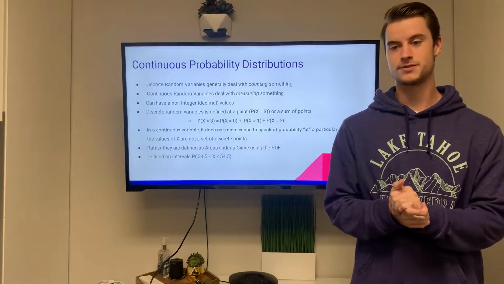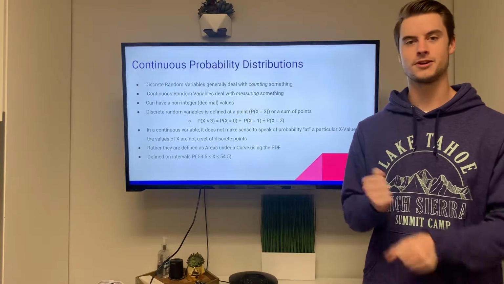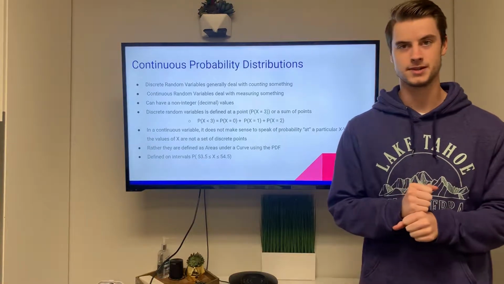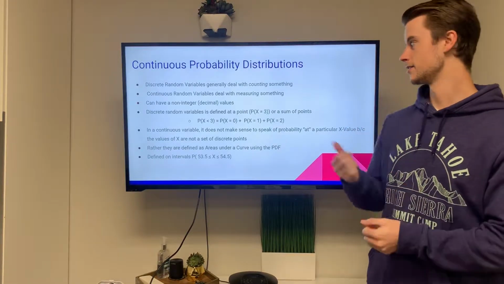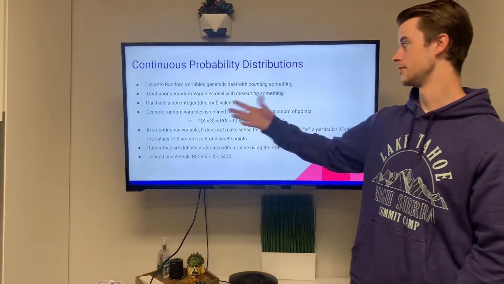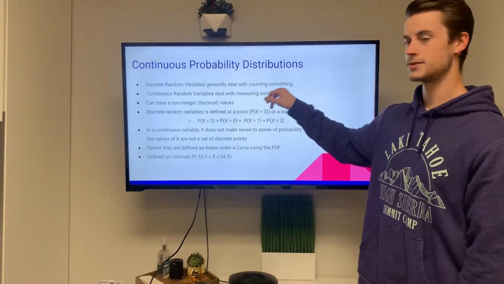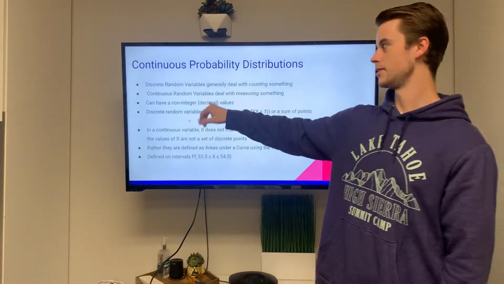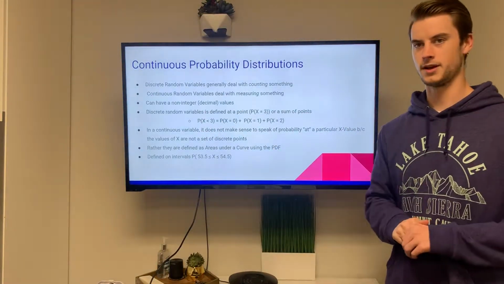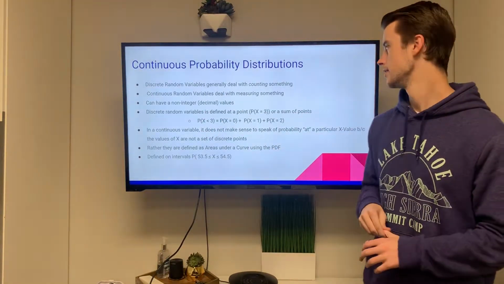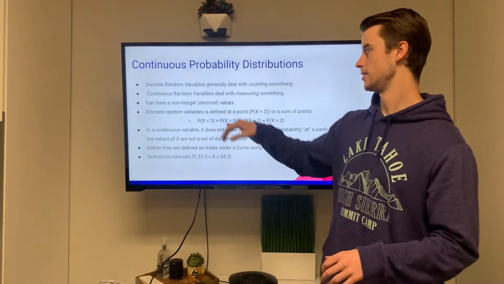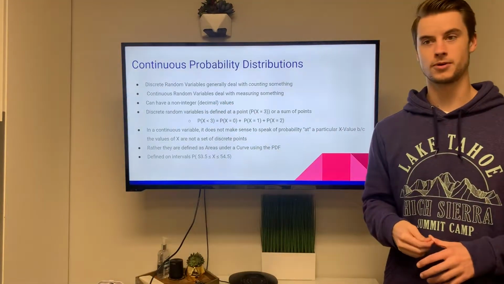Okay, we've talked about discrete probability distributions. Now we're going to talk about continuous, okay? Again, I'm just going to review. Discrete random variables generally deal with counting something. Continuous random variables deal with measuring something, okay? Measuring something on an interval, right? We can't have a non-integer decimal value for discrete probability, right?